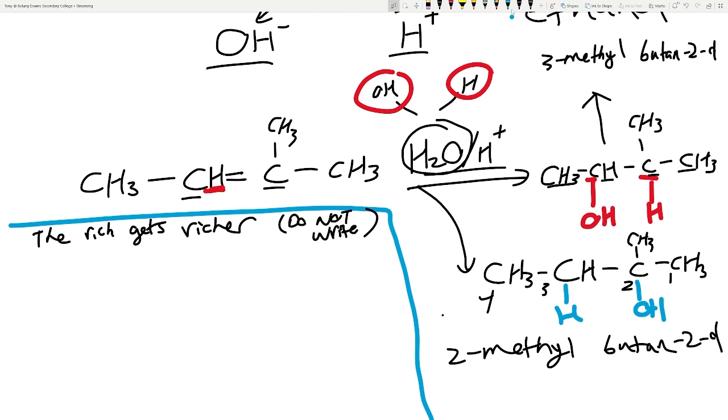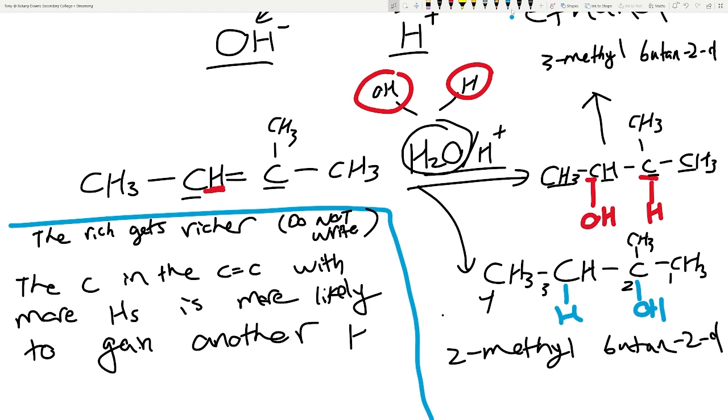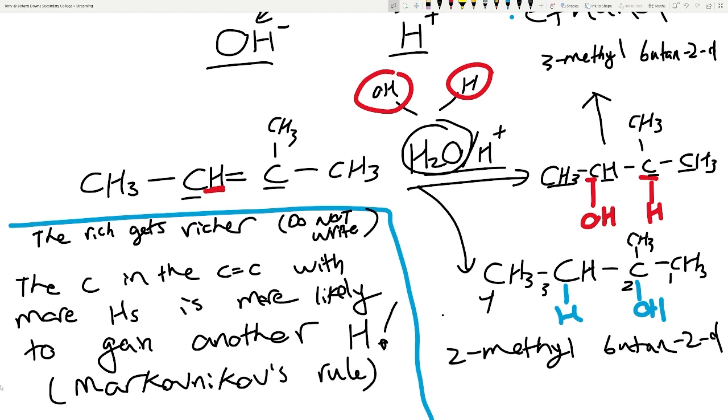So what you are going to write is: the carbon in the C=C double bond with more H's, which is richer in the H's, is more likely to become richer in hydrogen, so it's more likely to gain another hydrogen. This is a rule you need to remember. This is called Markovnikov's rule. Don't worry about the spelling, just really close enough. Markovnikov's rule. Rich gets richer.